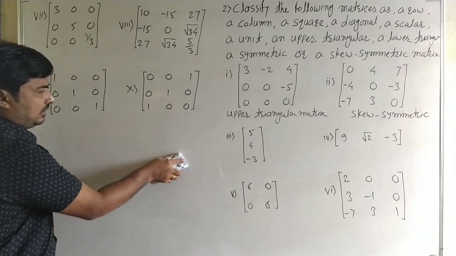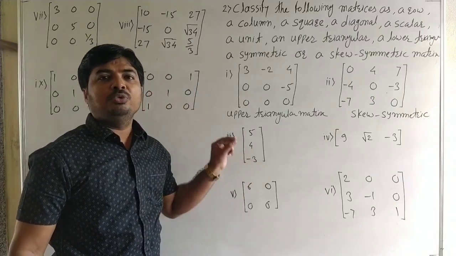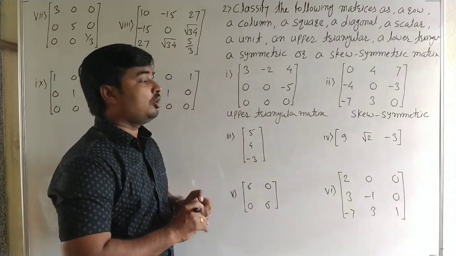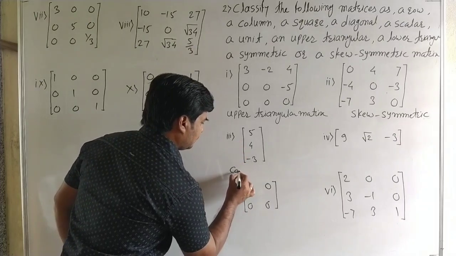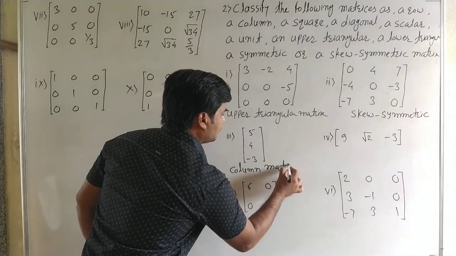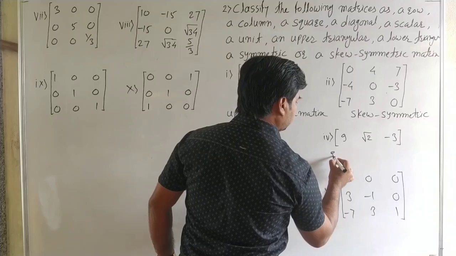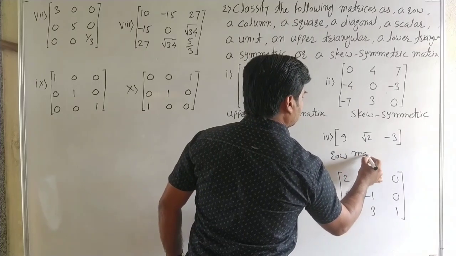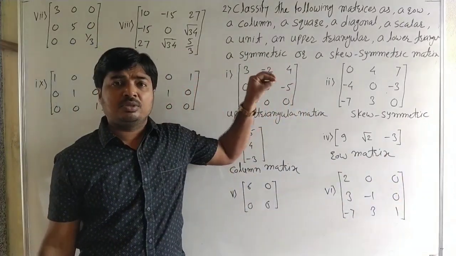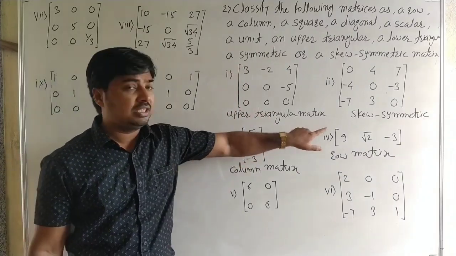Now the third example is simple. The order of the third matrix is 3 by 1. That means there is only one column, and if a matrix has only one column, it is a column matrix. And in the next one there is only one row, therefore it is a row matrix. Here we use all the definitions of the matrix. These are the types of matrix: column matrix and row matrix.